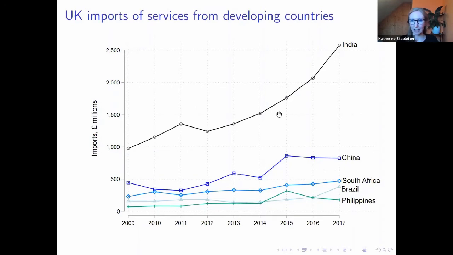Then in terms of services trade, over the past decade there's also been a big increase in UK services imports. And as you can see, this is the UK's top five import partners in developing countries, and India is by far the largest one, and services imports have more than doubled over the past 10 years.